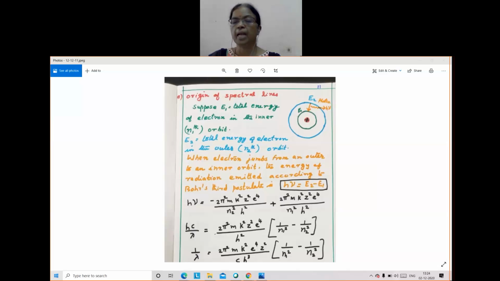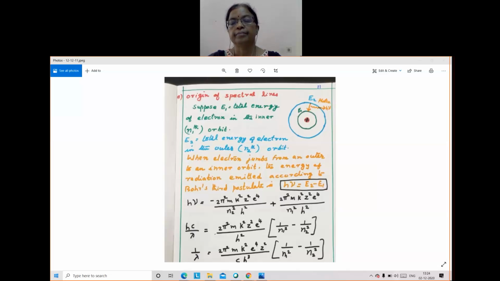Achmala, what is the formula of energy radiated? E equal to formula. Ajmala is there? Aishwarya, what is the formula for energy radiated?